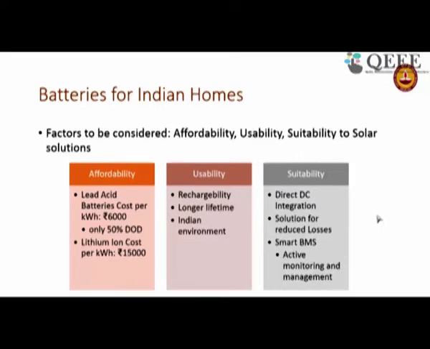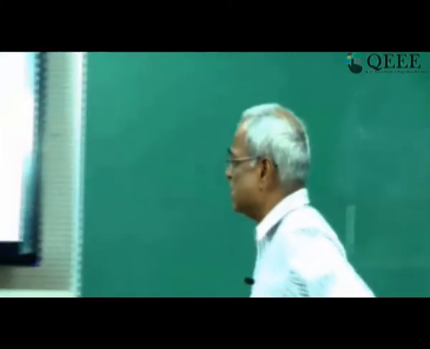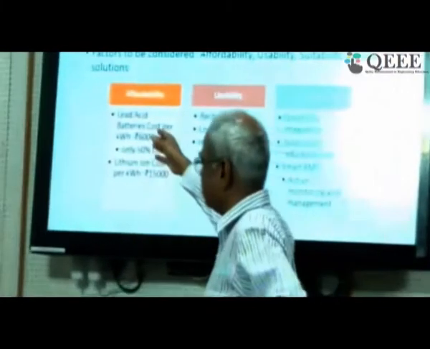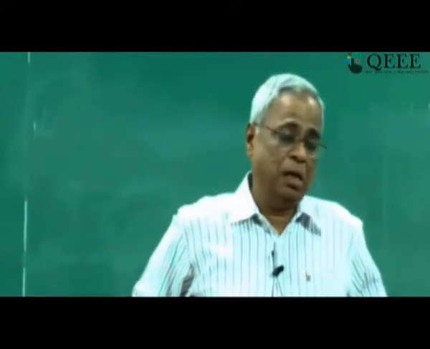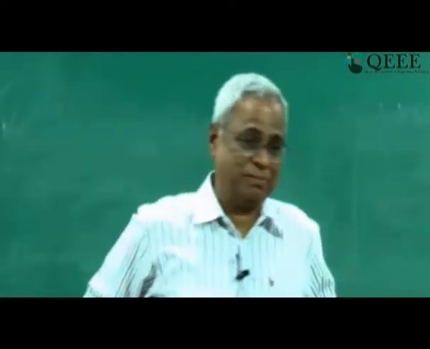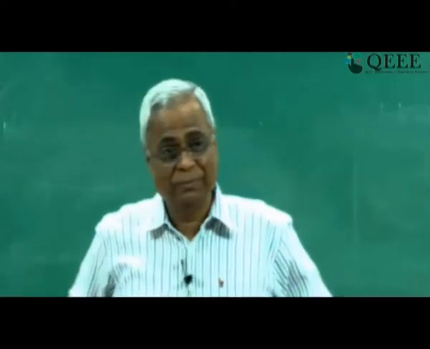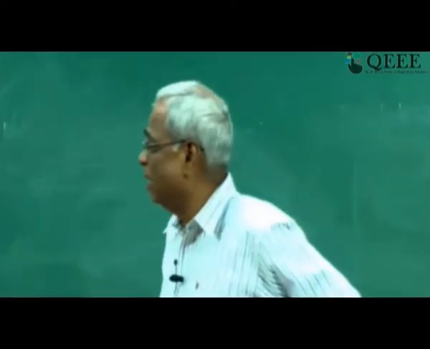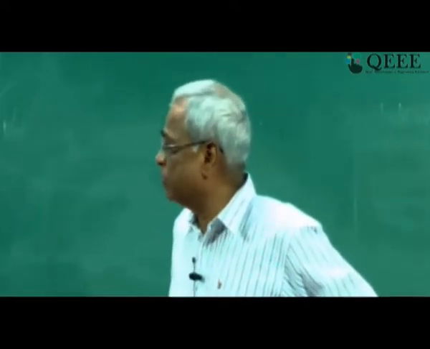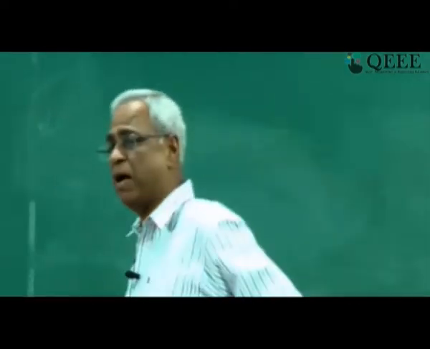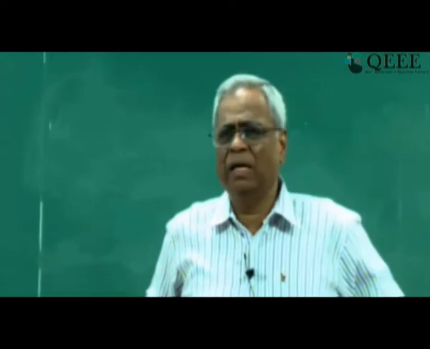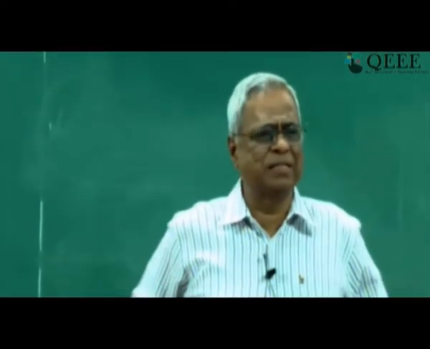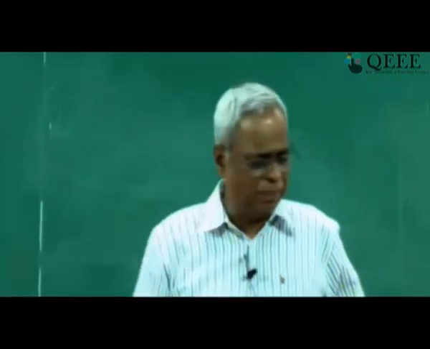Usability is rechargeability. Lead acid, as I told you, at 50% depth of discharge you can do 1000 cycles, but there are now variants available where you can do 2000 cycles at maybe 7,500 rupees. That's not bad. And lithium ion maybe 15,000 rupees, can go to 2,500 cycles, 3,000 cycles. But for solar, even 1500 cycles is 5-6 years. You may want to anyway replace that.